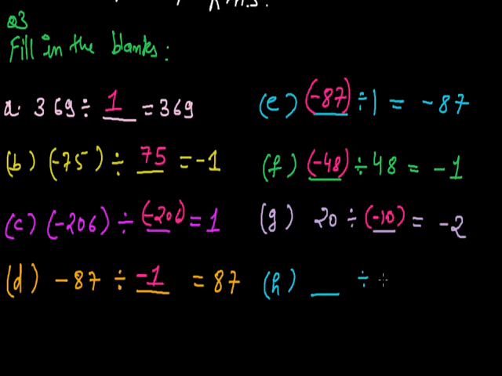dash divided by 4 will give you minus 3. Now what number, when divided by 4, will give you 3? I remember that 3 fours are 12. So if you divide 12 by 4, you will get 3. But you want minus 3, so the number should be minus 12. If you divide minus 12 by 4, you will get minus 3 as the result.